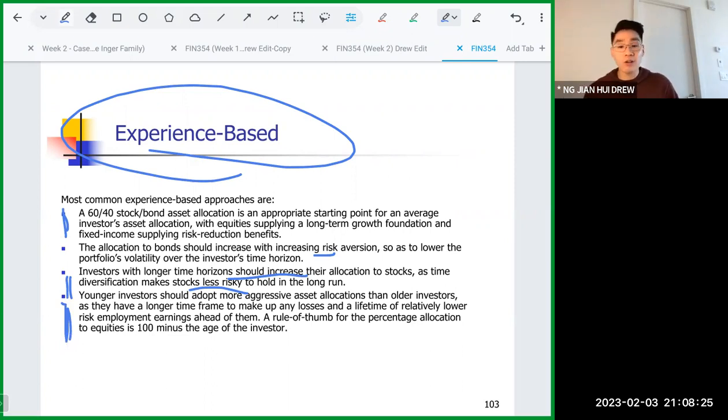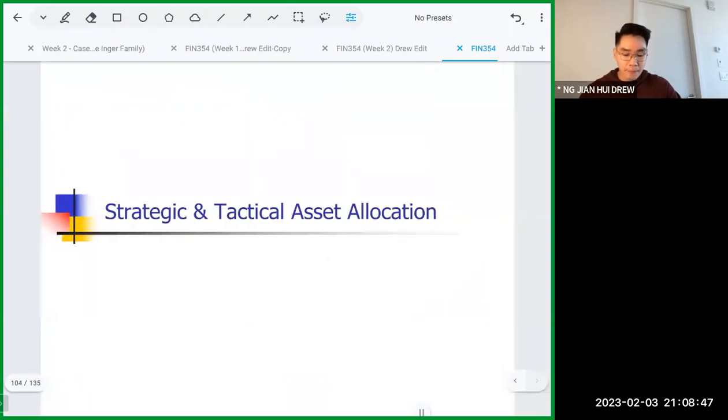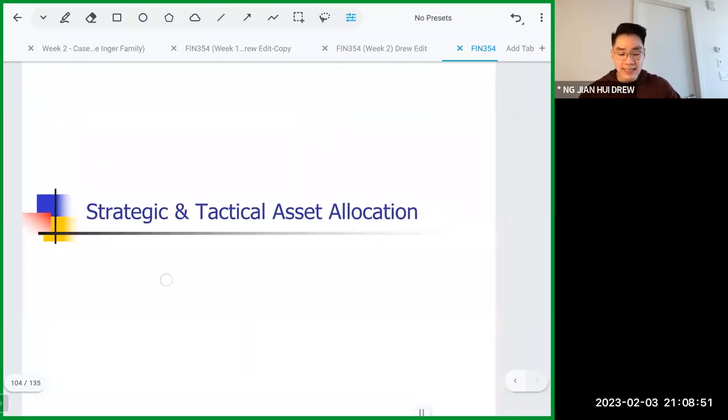If you're in the industry for a long time, you might have these kinds of approaches, right? Of course, these approaches are based on a valid foundation, like all the calculations that we did. But after a while, if you have experience, you need not do the calculations, right? You can suggest all this. Okay, so we now move on to tactical and strategic asset allocation.